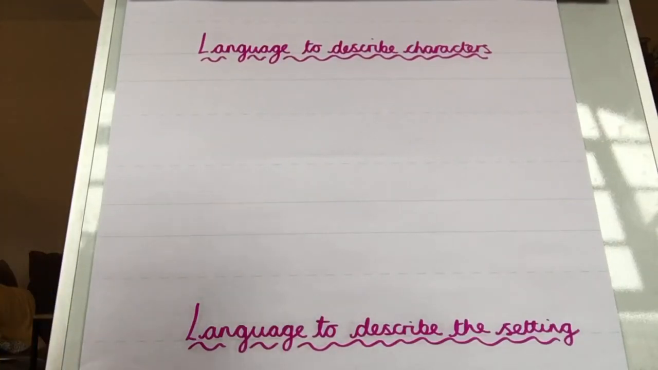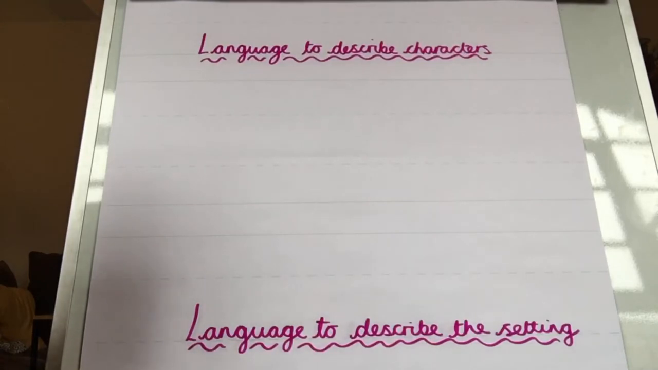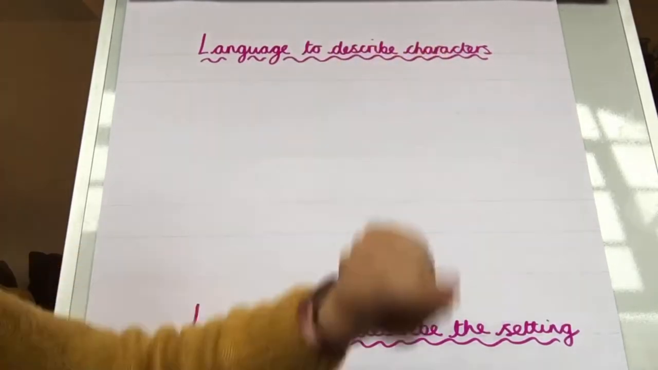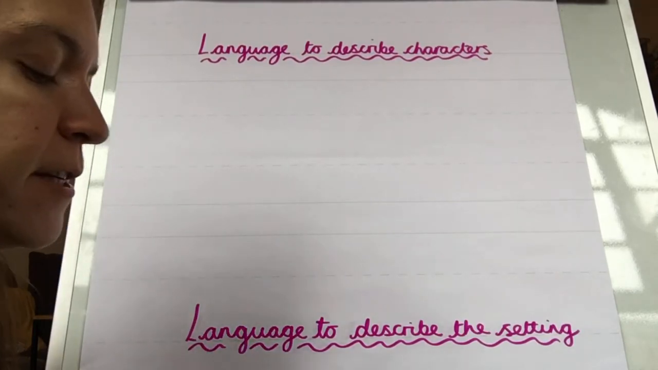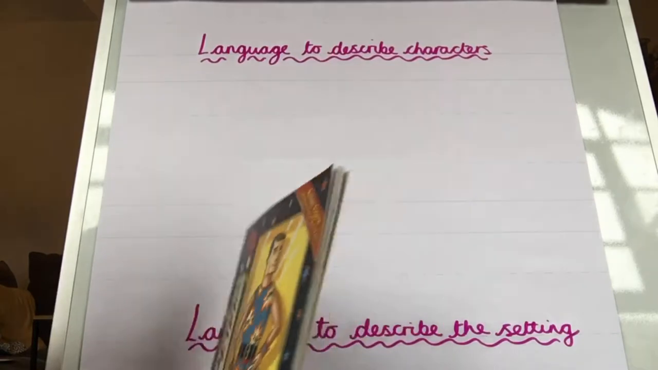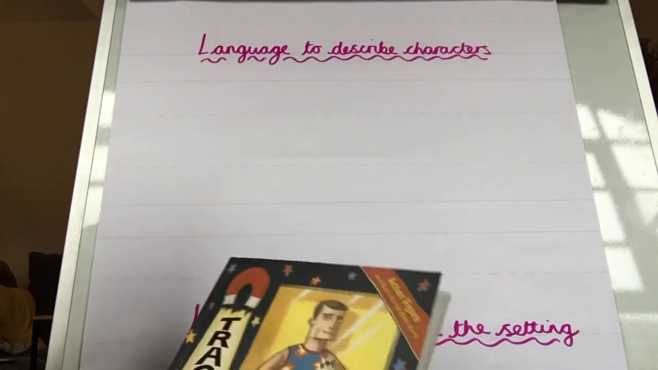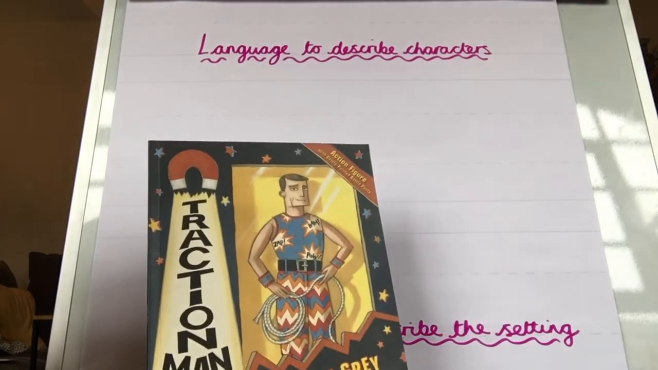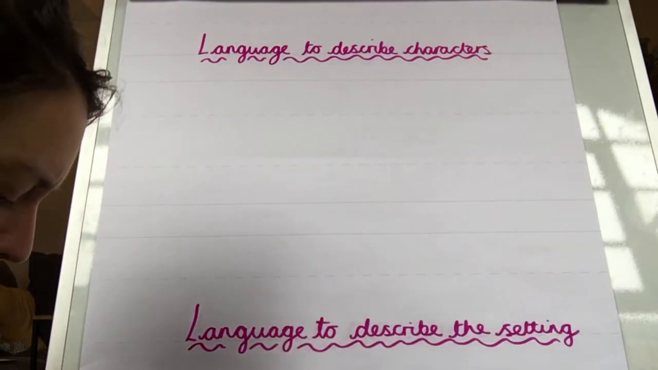Everyone, today we are doing our Collect It for our narrative, all about Traction Man. So the first language that we are going to collect is language to describe characters. So we are going to collect adjectives and nouns that we are going to use in our narrative to describe Traction Man. So let's have a little think about how we could describe him. He's quite a powerful hero, isn't he? So he's powerful, he's heroic.